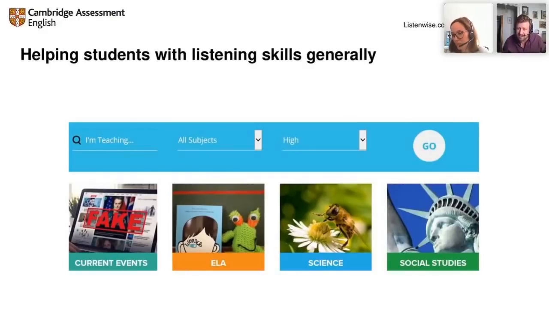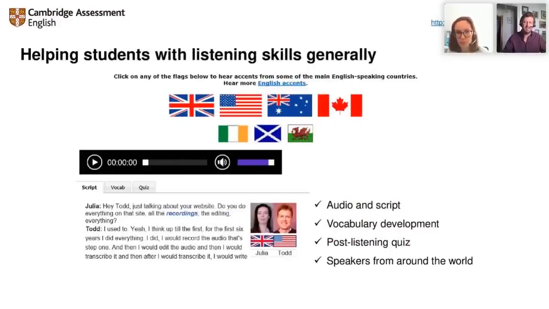I don't think you can quite see the link there. Listenwise.com, I think it's called. A variety of subjects, and again, it grades things for you in terms of level. So check that out. This is a really nice way to give them exposure to different accents, especially at lower levels. At higher levels, I think there's enough authentic material available on the internet. At lower levels, this is nice.